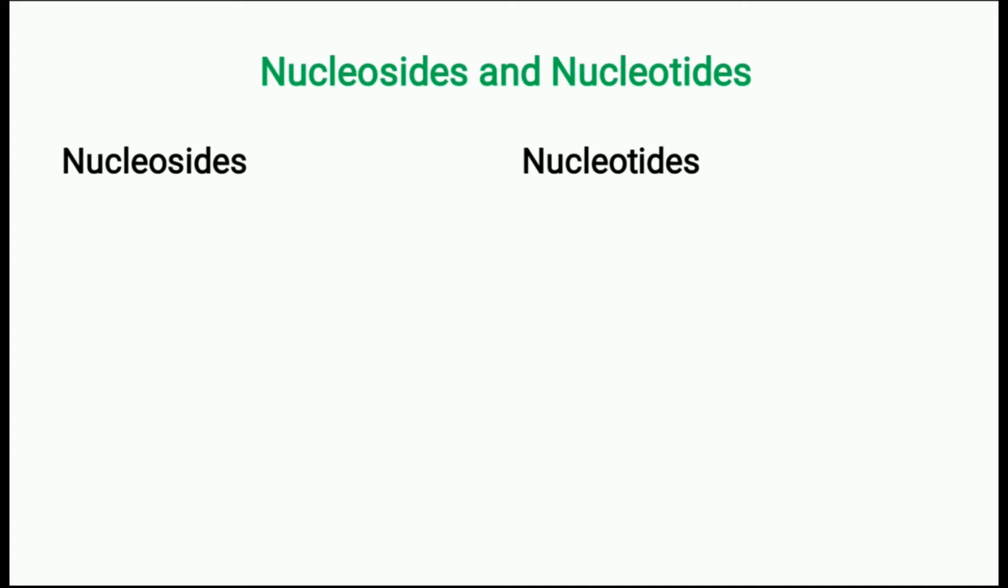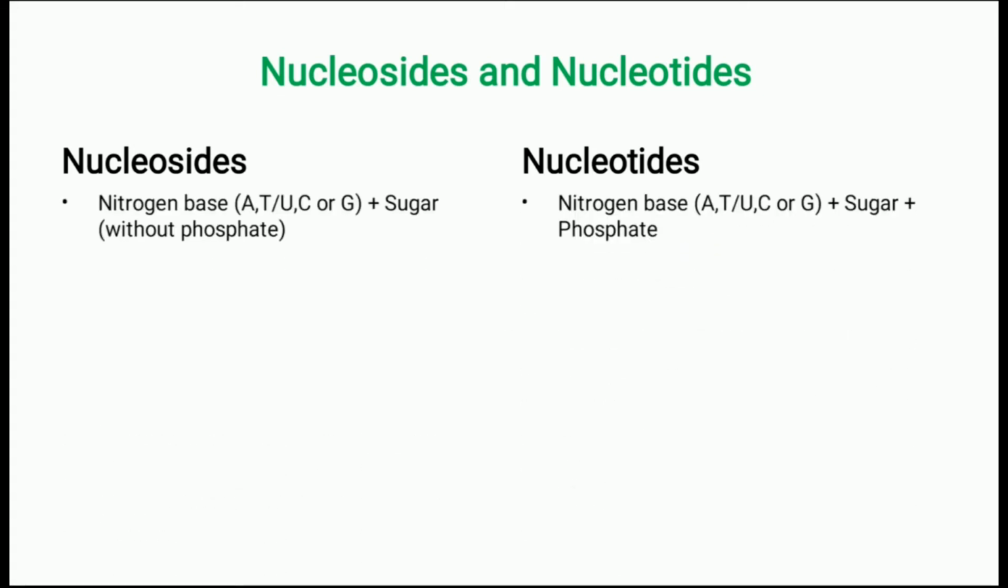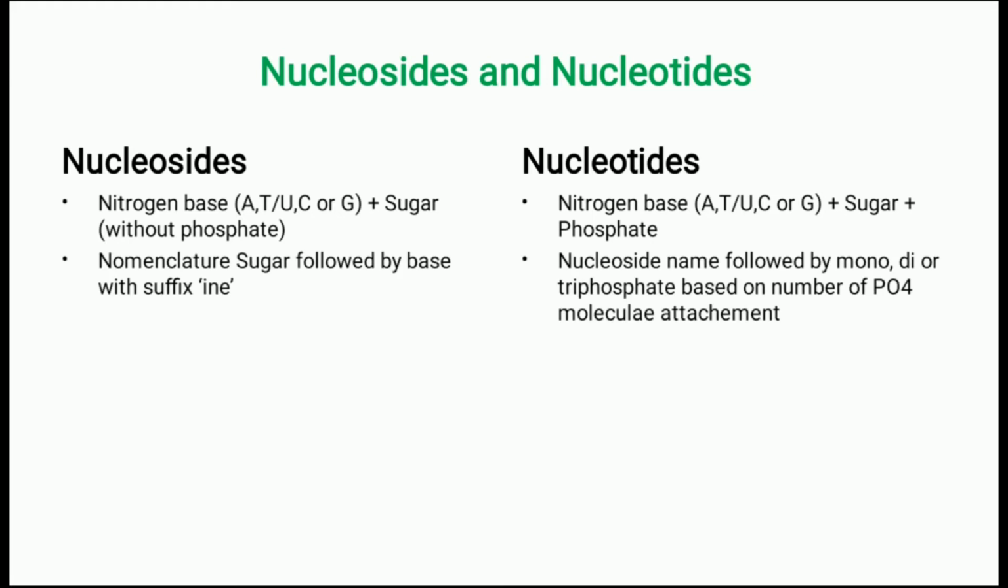Now we will see the difference between two terminologies. One is called nucleosides and another one is called nucleotides. The term nucleoside refers to any one of the nitrogen bases, which may be A, T, U, C or G, plus pentose sugar, in the absence of phosphate molecules. Whereas in the case of nucleotides, the nitrogen base, sugar and phosphate molecules, all of them combined together, are called nucleotides. The nucleosides are named based on sugar followed by the base with suffix ine, whereas nucleotides are named by the name of the nucleoside followed by mono, di or triphosphate.